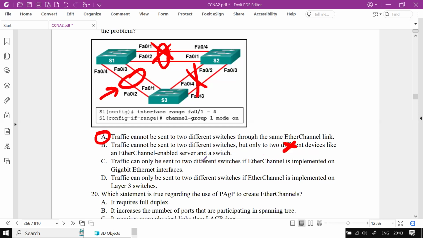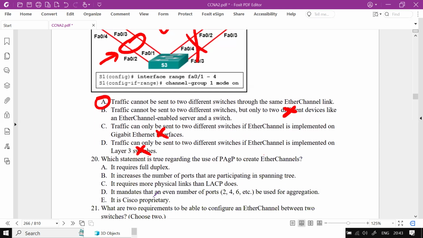Traffic can only be sent to two different switches if EtherChannel is implemented on Gigabit. No, whether Gigabit or not doesn't matter. Traffic can only be sent to two different switches if EtherChannel is implemented on layer 3 switches. No, our answer is that one. EtherChannel for you. All right, let's go.